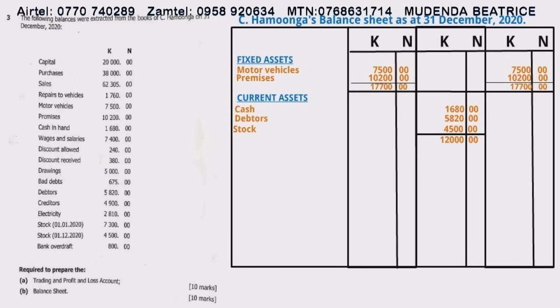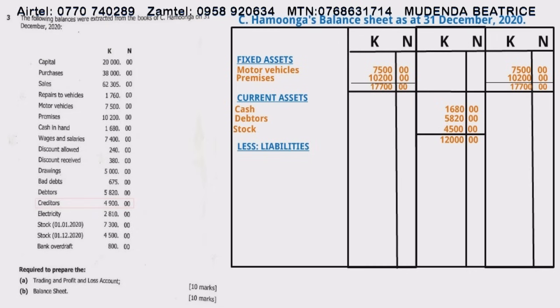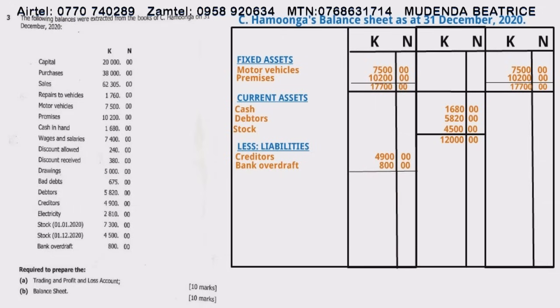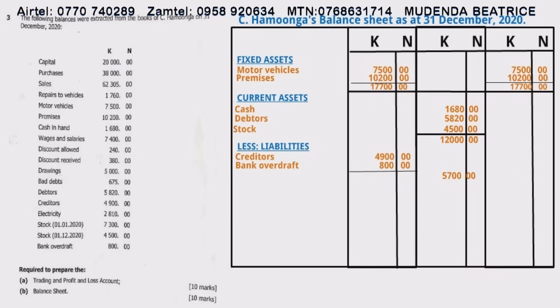Then we come down here to less liabilities. Let's identify liabilities. The first liability we have is creditors, which is 4,900. Then bank overdraft, that is 800 kwacha. When we add the sum of liabilities, 4,900 plus 800 gives us 5,700.